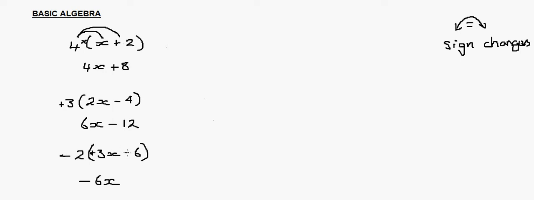A minus times a minus gives us a plus. Like signs being multiplied always give us a positive. Different signs being multiplied will always give us negative. Now 2 times 6 is 12. Okay, so 2 times 3x is 6x, 2 times 6 is 12. The arithmetic doesn't change. What's important is you understand that the signs can change.